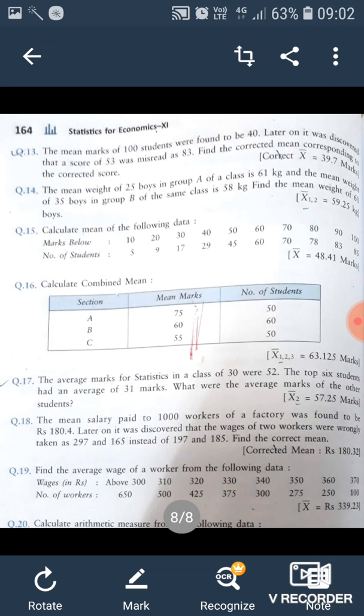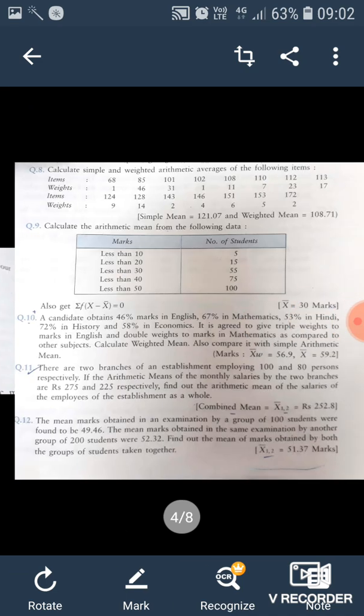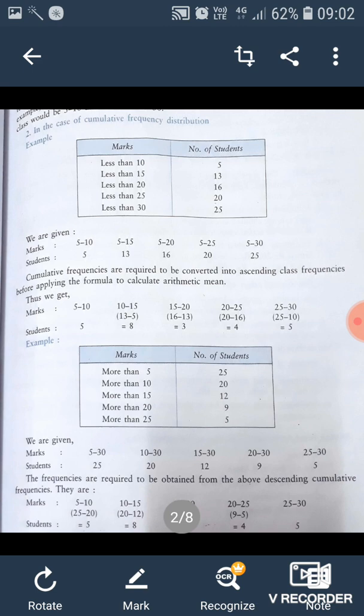Do it by yourself. Then again, above 300, 310, 320, this is a more than cumulative frequency given, so create the intervals. If you have any problem just ask. So in this way we will do the less than and more than cumulative frequency. Use this particular page to understand. Okay, thank you class.